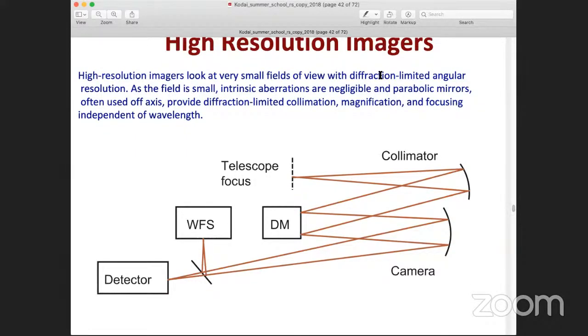And that's what high resolution is. Basically, the higher the resolution, the smaller the field of view will generally be. And at a low resolution, there will be a wide field of view.